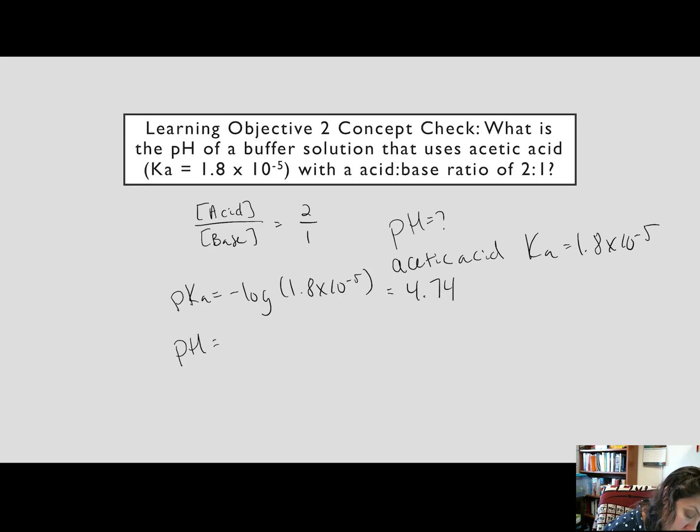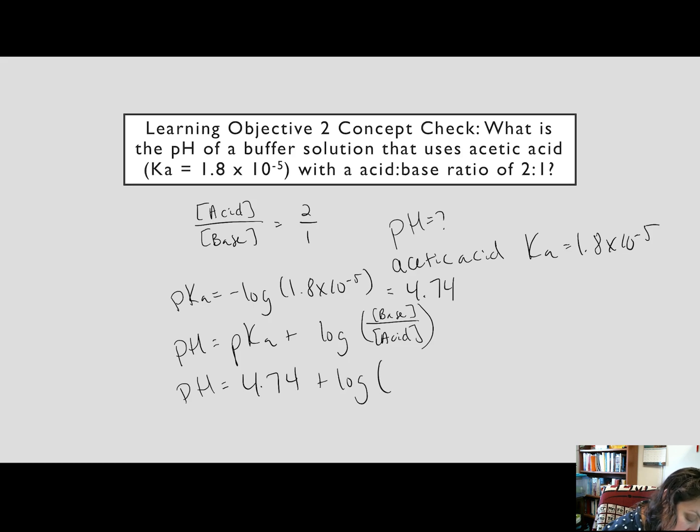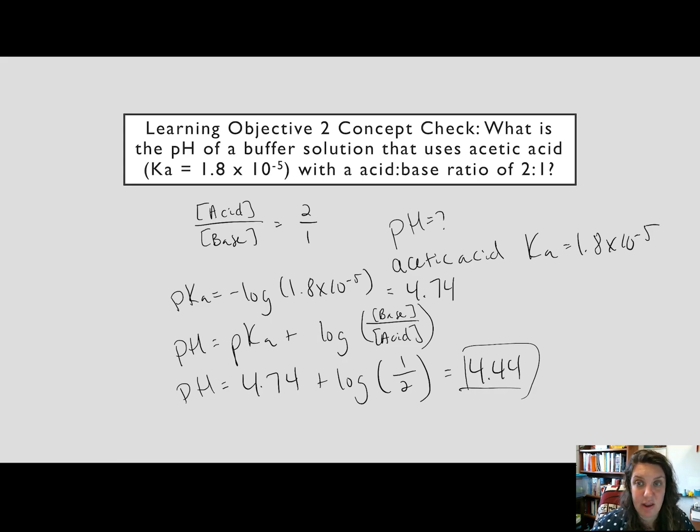And then we can put this into our equation. pH is equal to pKa plus log base over acid. So pH is equal to 4.74 plus log 1 over 2, which gives us a value of 4.44. As a note, you can also do the common ion effect with this, and it would work the same way. Just a lot more math.